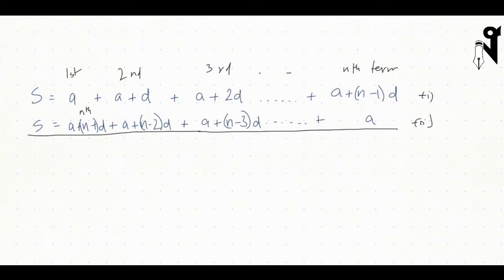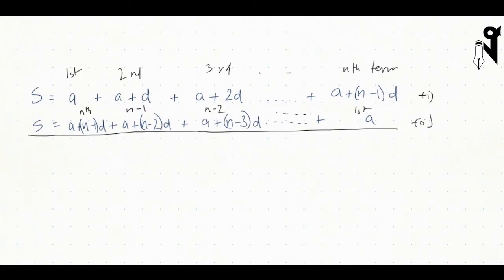What is the second last term now? Second last term is the (n minus 1)th term. So this is a plus (n minus 1 minus 1) times d, so a plus (n minus 2)d. Then I have the third last term, that is the (n minus 2)th term, a plus (n minus 3)d, and so on all the way till the first term. I'll explain why I've done this.